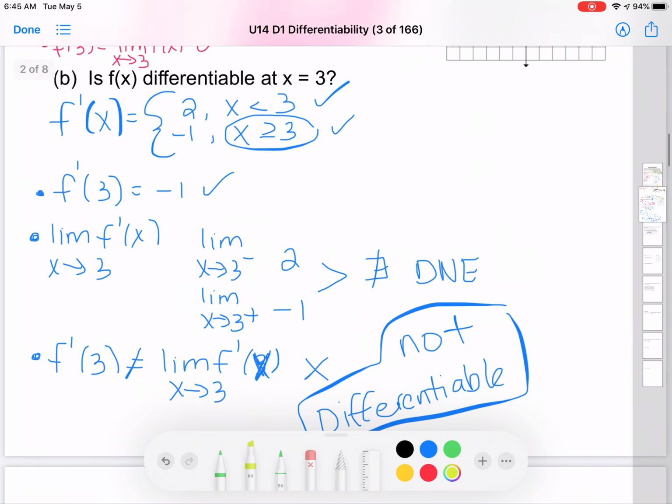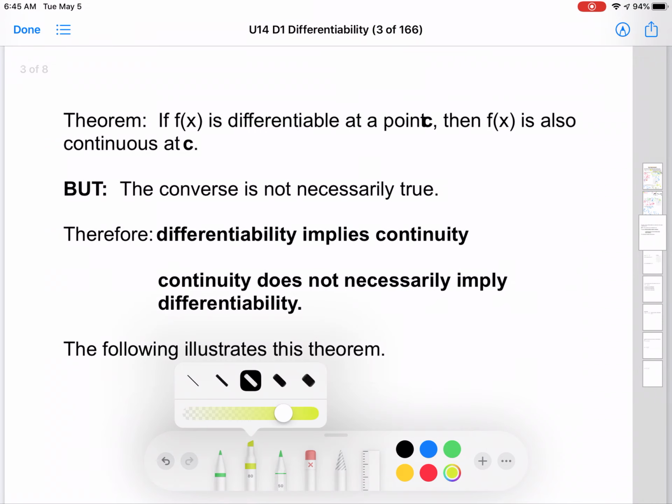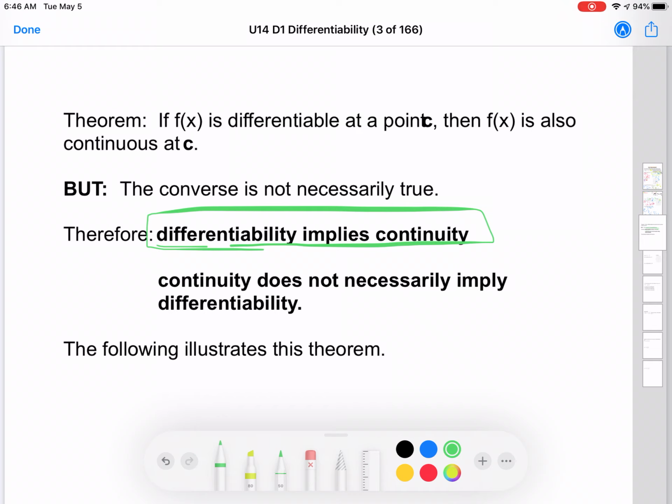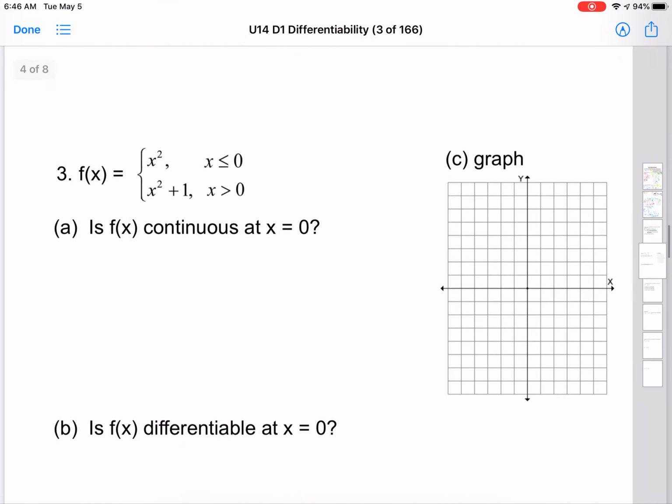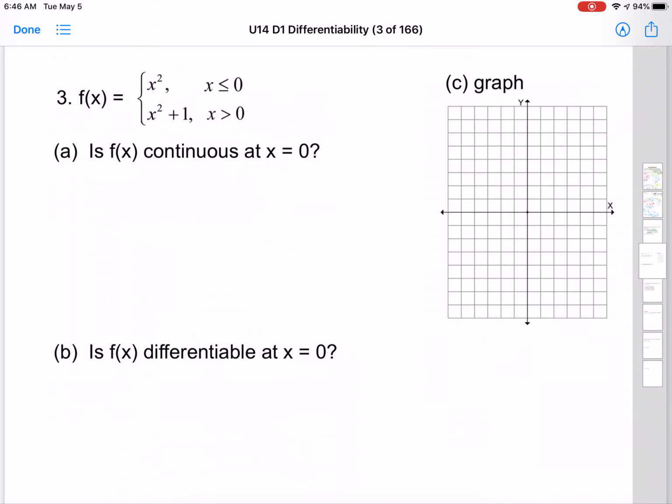Okay, we went through our theorems again. What is the most important thing here? If it's differentiable, it has to be continuous. Okay, if it's differentiable, it has to be continuous. But if it's continuous, does not mean that it's differentiable. Alrighty, let's check out number 3. So we'll do one more like this. In class, I was going to do this as a 2-day lesson, so that's why this is definitely a little bit long.